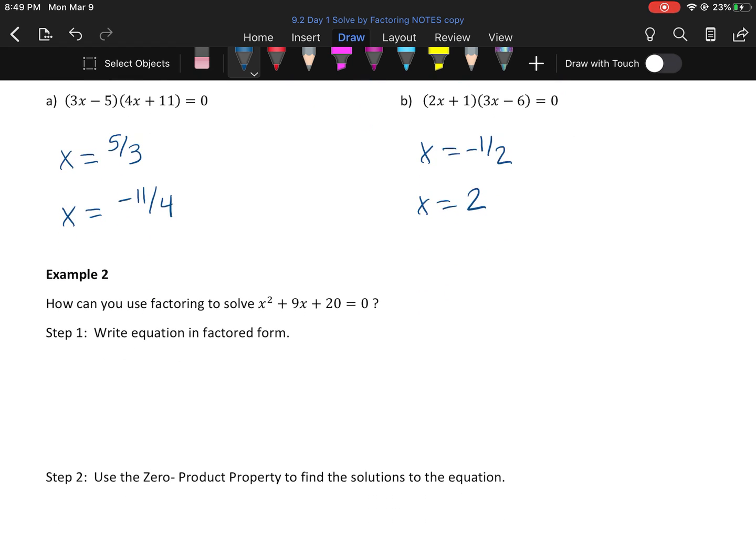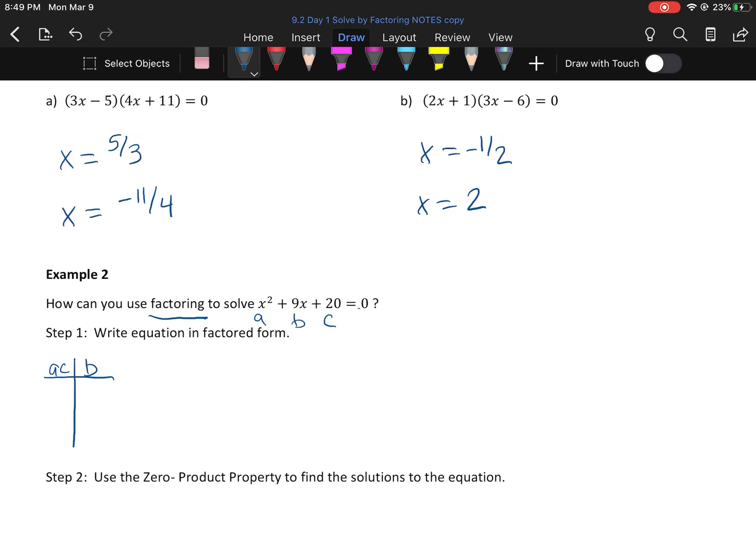Taking a look, we've got this quadratic. Here's A, here's B, here's C, and notice that it's equal to 0. We can't factor unless it is equal to 0. So I want to go ahead and factor this. To factor this, I'm going to set up my ACB table.